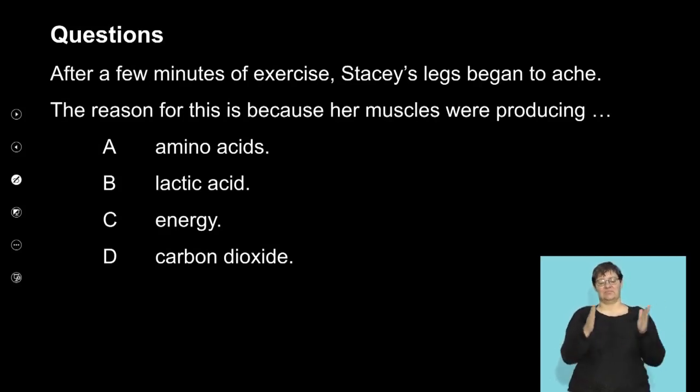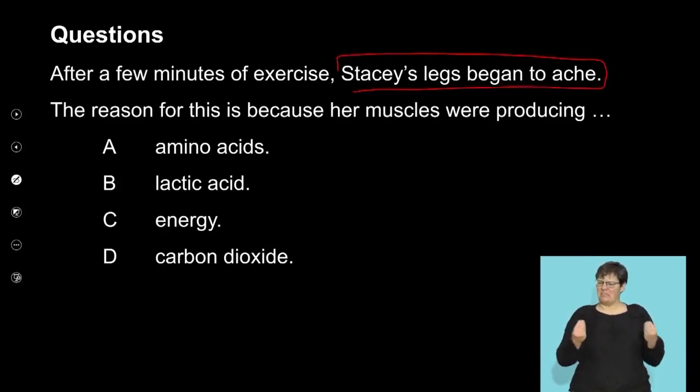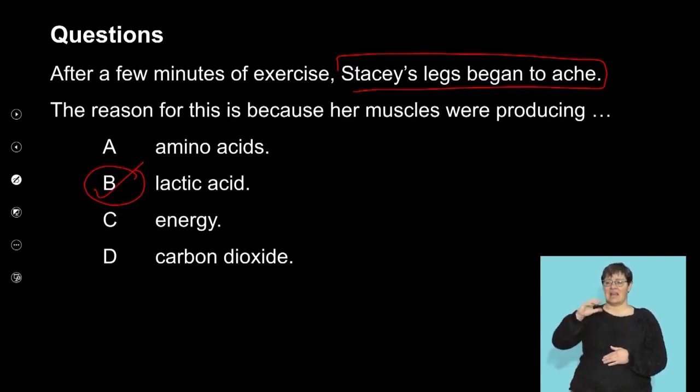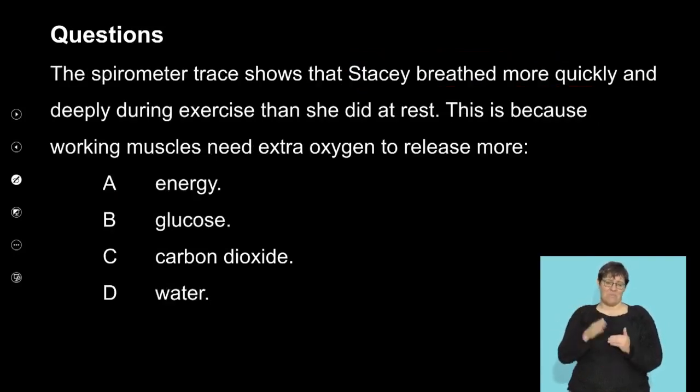Right, the next question: after a few minutes of exercise, Stacey's legs began to ache. The reason for this is, now you see guys, we can link it to a different section. Why would her legs begin to ache? She's not getting enough oxygen. Cellular respiration is turning to anaerobic respiration, and she is producing, number B, far more lactic acid.